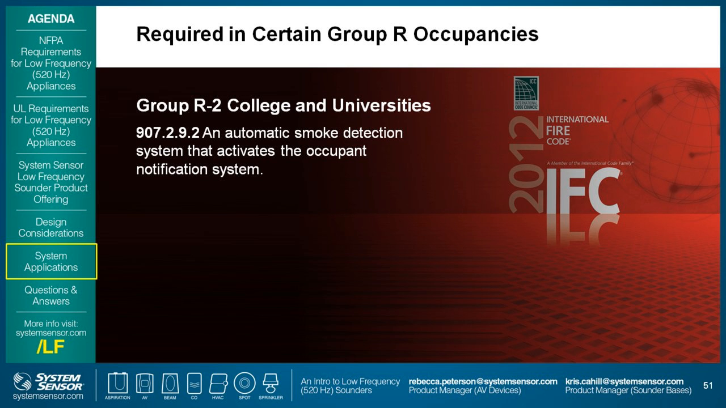And the low frequency signal is also required in sleeping units Group R-2, geared toward college and university dormitories, where there is a protected premise fire alarm system intended to notify all occupants, including the sleeping spaces.